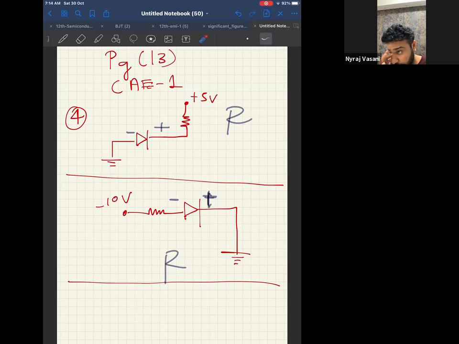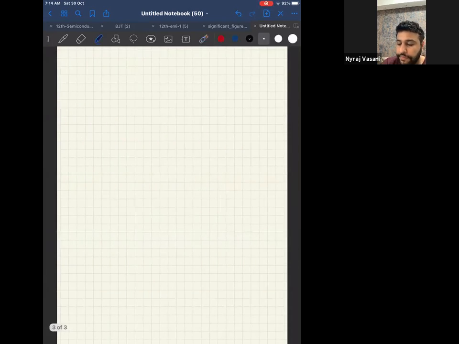Any doubt, please let me know. We'll do a similar question. The next question is similar to this, so you can get more practice. Right now, question number 5. The question is the same: which of the following diodes is forward biased and reverse biased?